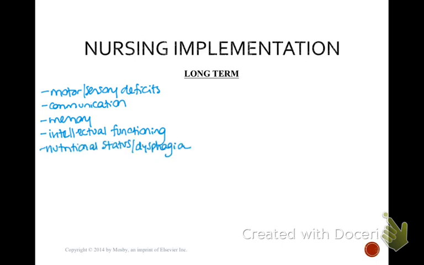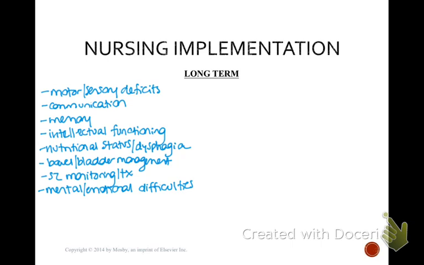Nutritional status, they may have dysphagia, bowel bladder management, depending on how bad. Seizure monitoring, again, this is all long term with significant progressive recovery, family participation. I'm just going kind of fast because we've talked about a lot of this. Any questions on that stuff? Pretty good? Okay.